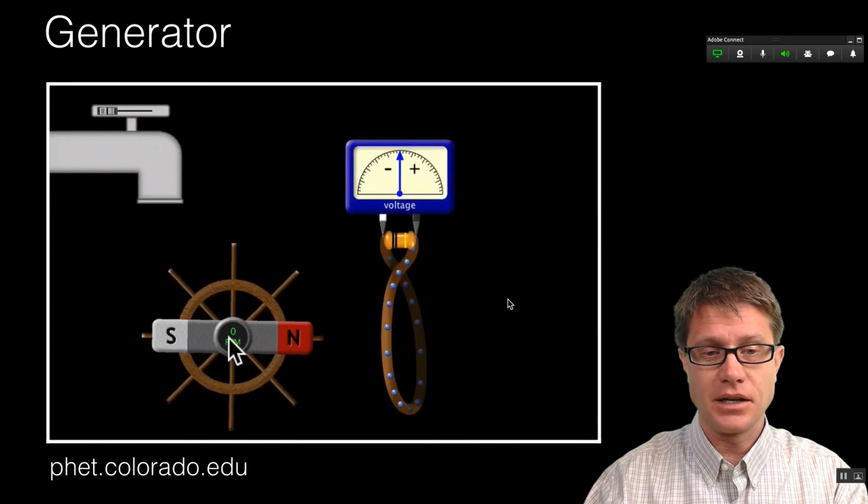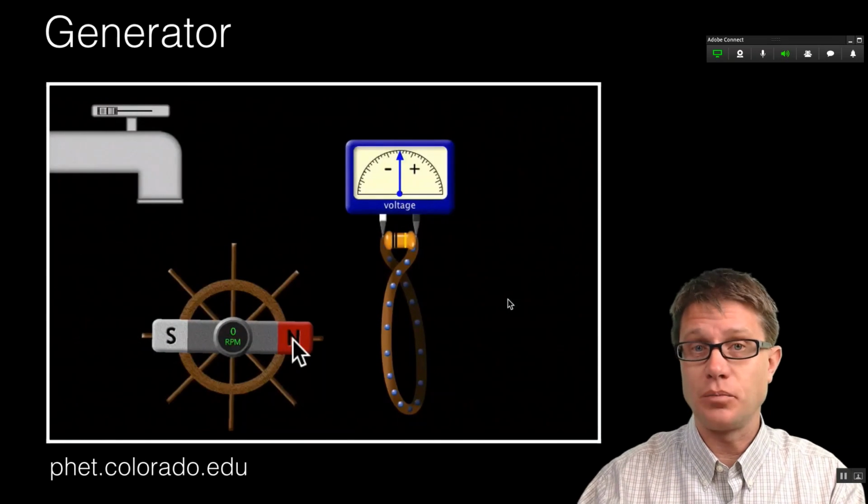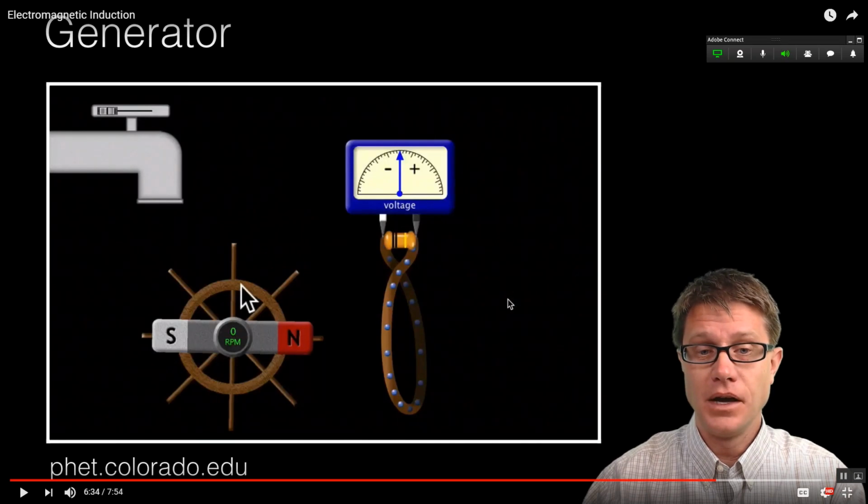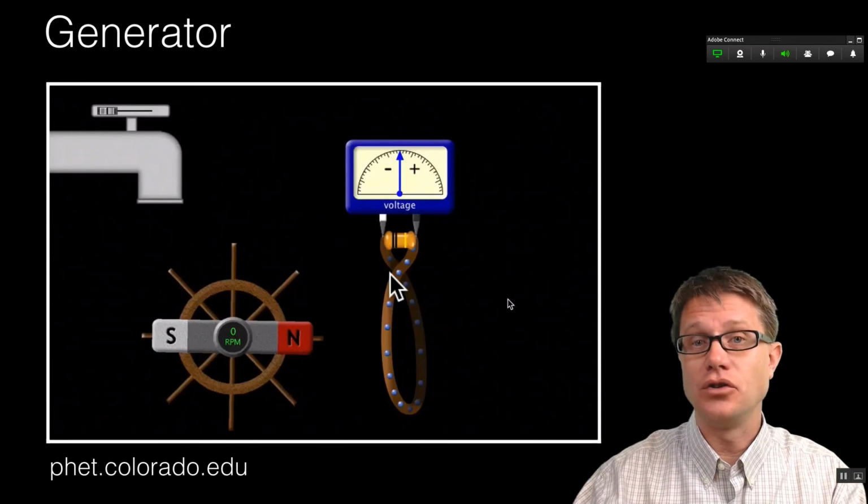What I want you guys to pay attention to is what's happening with the current and what's happening with the magnet. But really importantly, what's happening with the current. These blue dots represent charges in a wire. I have my wire again, and I'm trying to induce current inside that wire, and then I'm going to measure the amount.